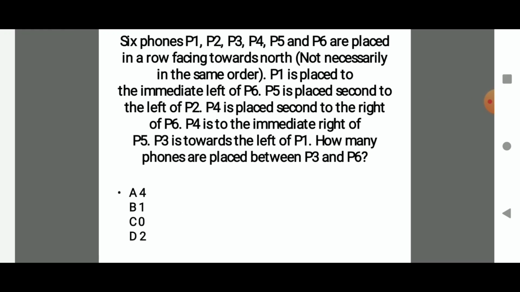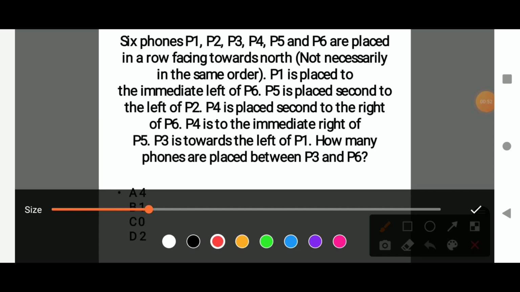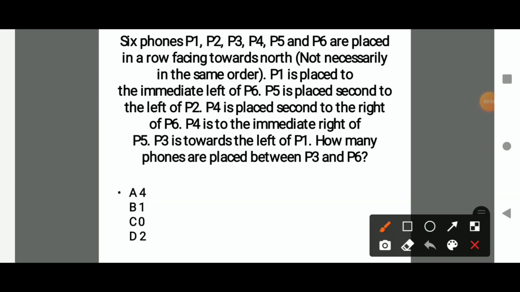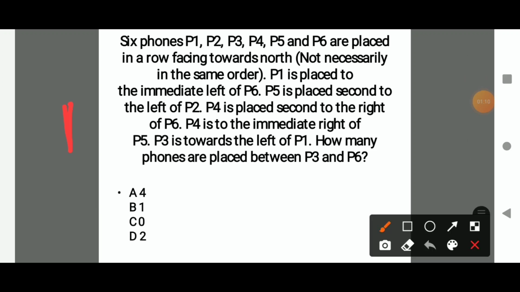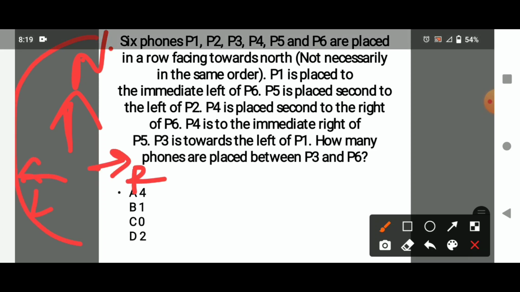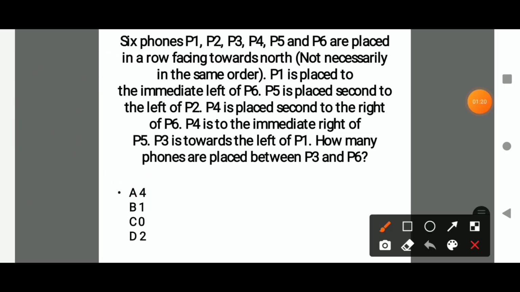And the next one is, this is the sitting arrangement related to sitting. So let us go for the first statement. They are facing towards north. What is the north? South, east, west. So they are facing towards north. Now if they are facing towards north, what is the left of them? This is the left side, this is the right side. So please remember that one. This is the right side, this is the left side.